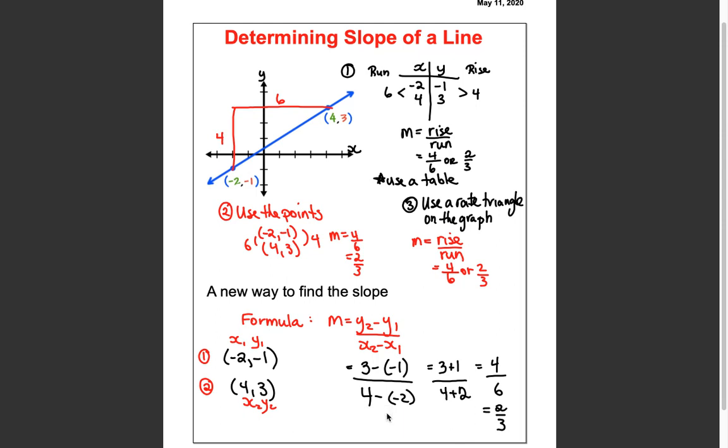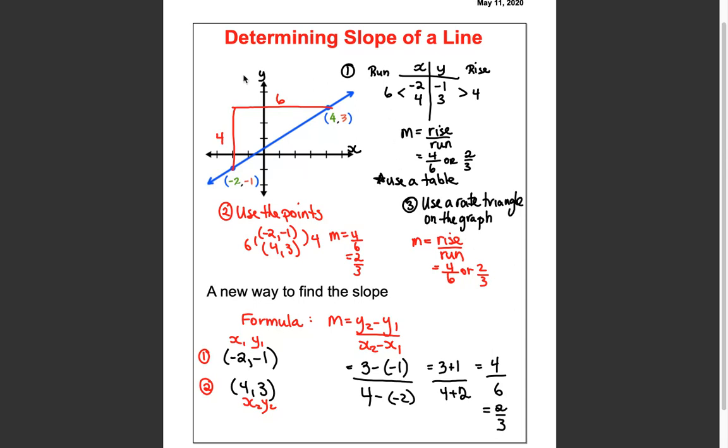Okay, so here's a couple different ways that I solved it. So first of all, I could have just drawn my 2 points. So I've got -2, -1. I've got 4 and I've got 3. So using those 2 points, I could draw my line. I could draw my right triangle. I know that rise over run is equal to 4 over 6 if I actually count it, or in lowest terms, 2 over 3. So that's one way we could do it, okay?